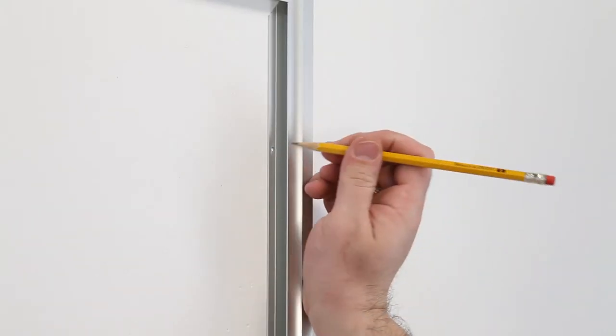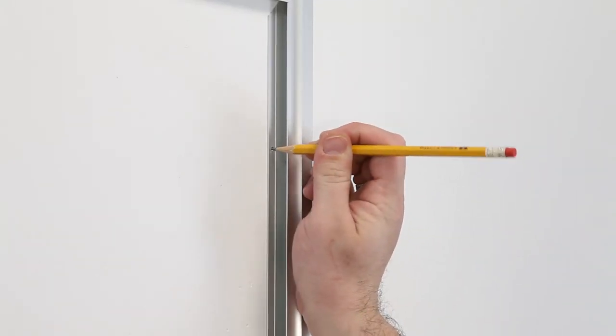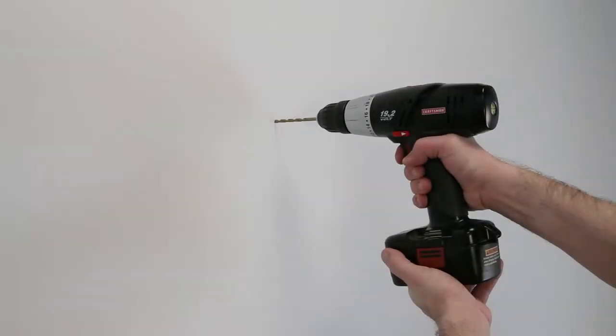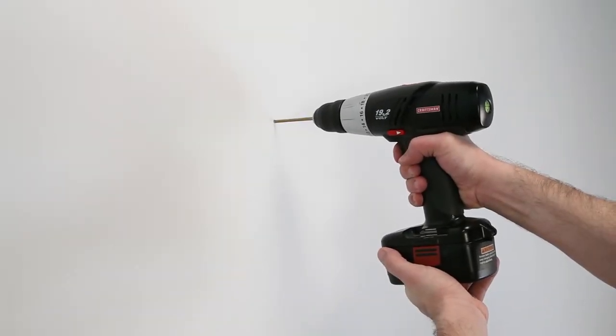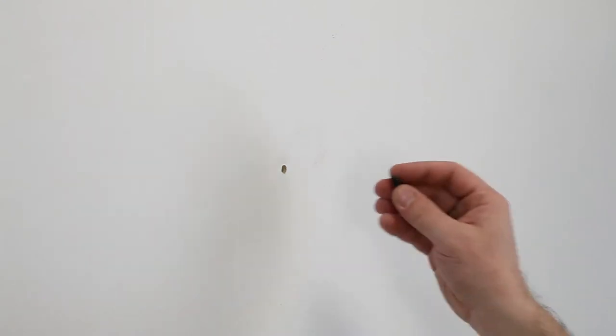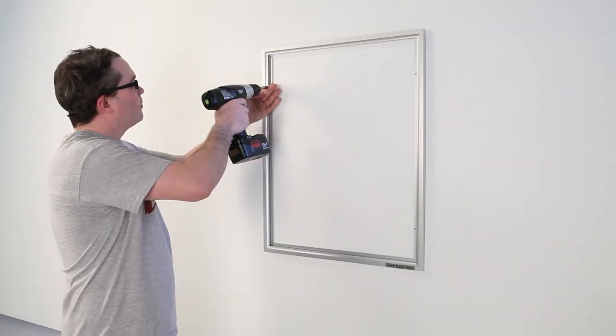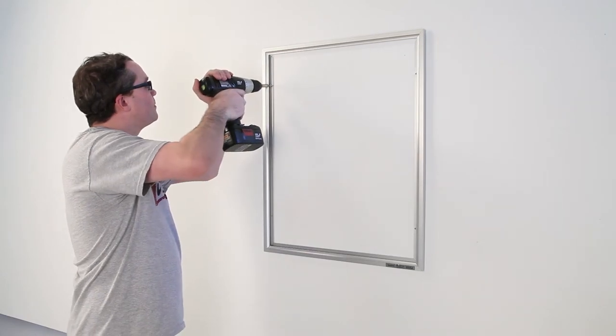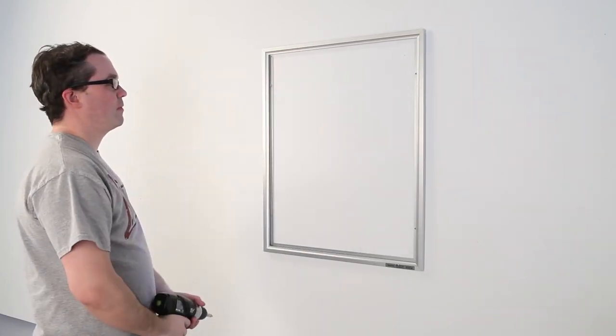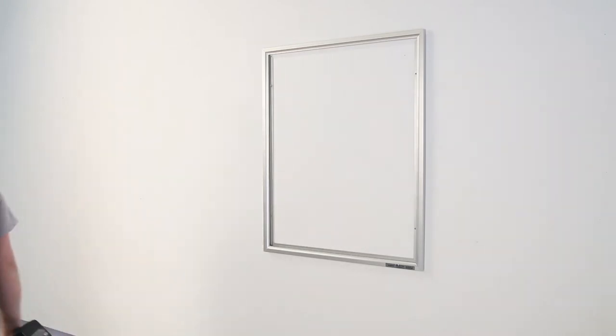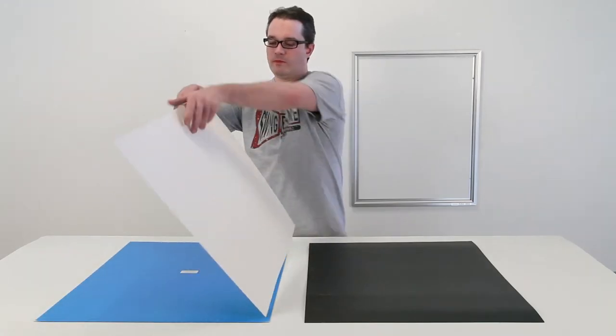Once level, use the pencil to mark the four holes where the wall anchors and screws will be inserted. Use the hand drill and drill in the pencil marks. Once the holes have been made, insert the wall anchors. Align the frame with the wall anchors you just put in. Now, use the hand drill with a Phillips head bit to fasten the screws. Once the beveled frame is wall mounted, we're ready to slide in your printed materials.